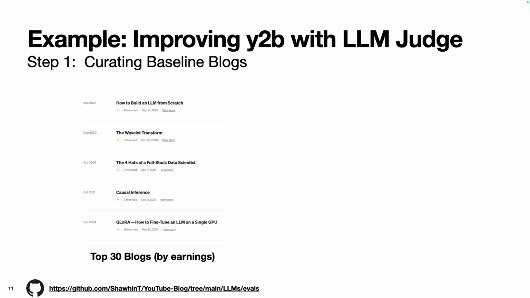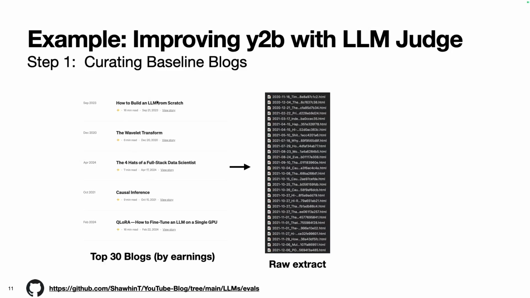And the reason that might be a good metric is that the earnings are based on not just the number of views that the blog gets, but how much time people spend reading the article. So it's a more holistic, more robust measure compared to just looking at views or reads alone. So I just manually copy pasted all the titles of my top 30 blogs by earnings.